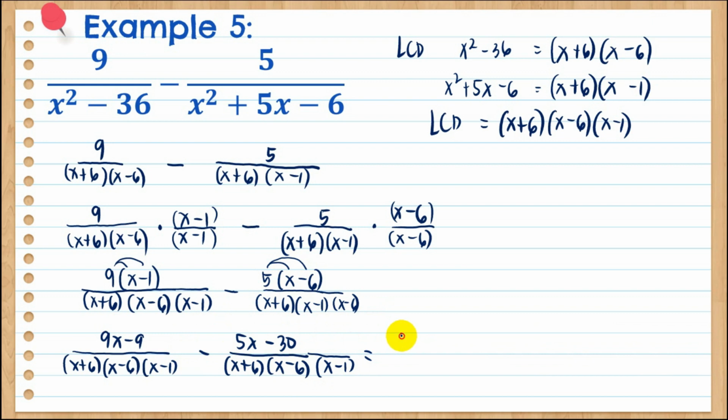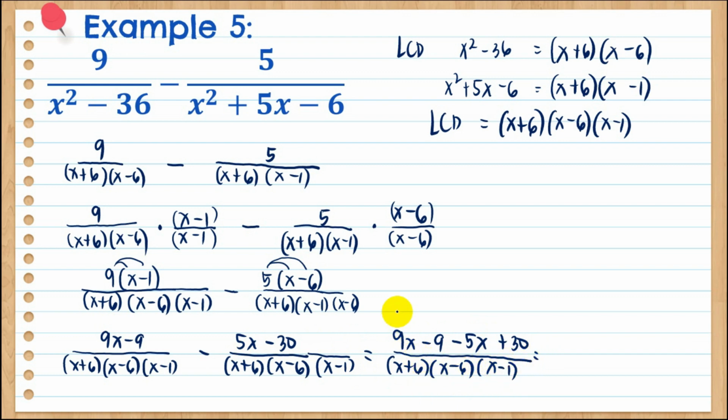Ano po? So, magkakaroon tayo ng 9x minus 9. Ang ating 5x na positive magiging negative 5x. At yung ating negative 30 magiging positive 30. All over our common denominator, that is the quantity of x plus 6 times the quantity of x minus 6 times the quantity of x minus 1.